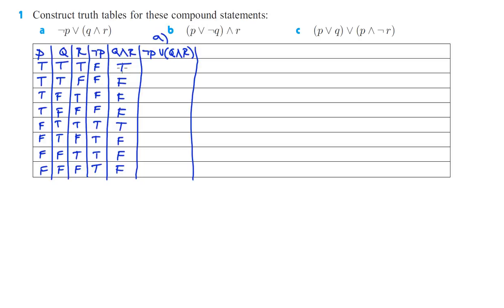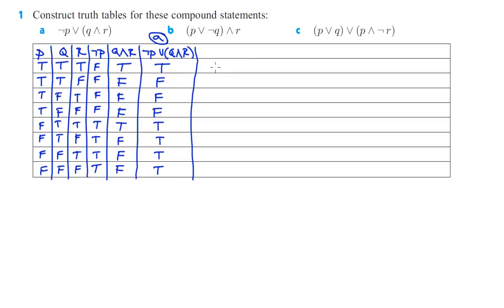So as long as one of these two is true, then we're good to go. So false, true is true. False, false is false. False, false is false. False, false is false. True, true is true because it's not the exclusive or, it's just regular or. True, false is true. True, false is true. And true, false is true. So here's A, this one right here.